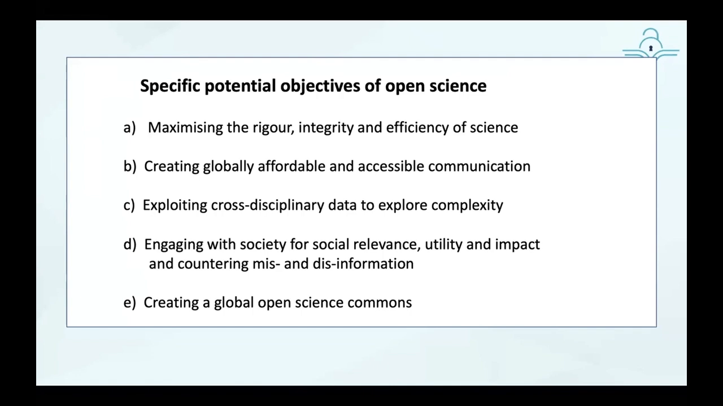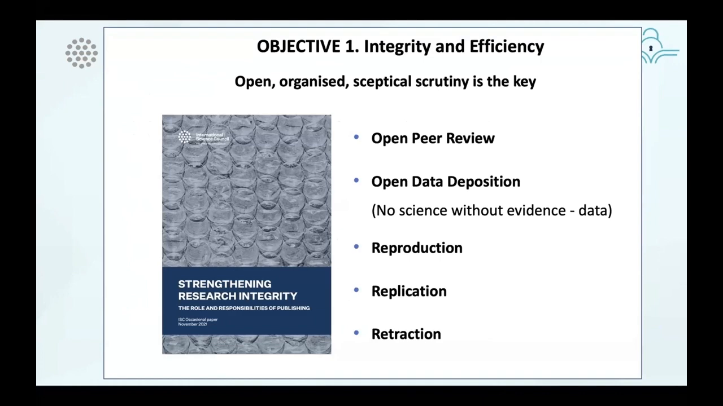Rather than discussing those ideas in detail, however, I'll choose a couple of examples, those of integrity and openness to society. Next slide, please. In this case, the integrity of science is most effectively ensured when its basic processes are open and subject to critical scrutiny, as set out in this ISC report. This includes independent peer review, the deposition of relevant data in FAIR format at the time of publication, reproduction, which is the independent attempt to reproduce a published result using the original method and data, replication, which is the attempt to reproduce the original result using a different method, different data, and retraction, which is the announcement that a published result has been falsified.